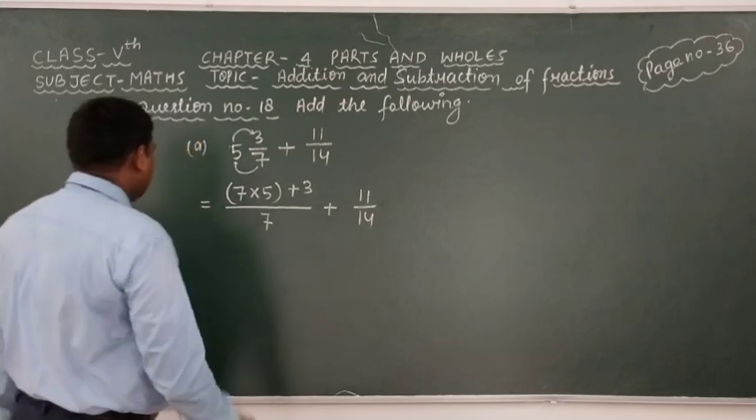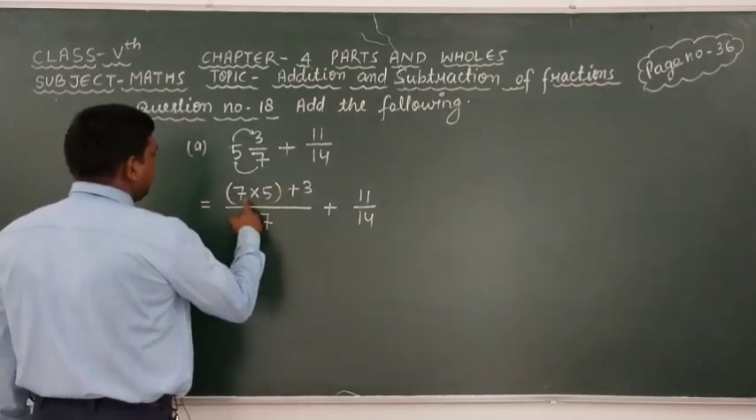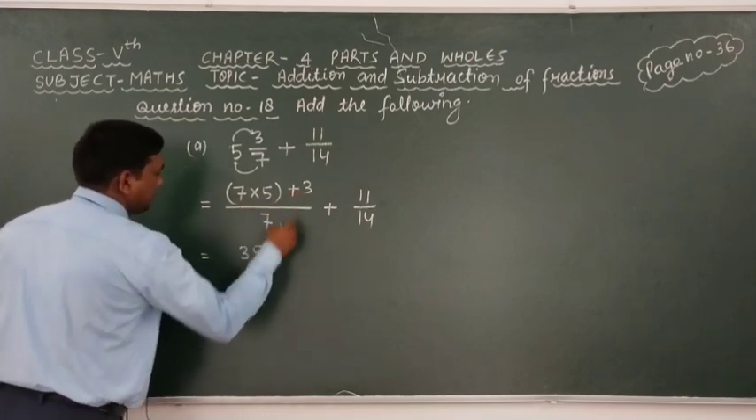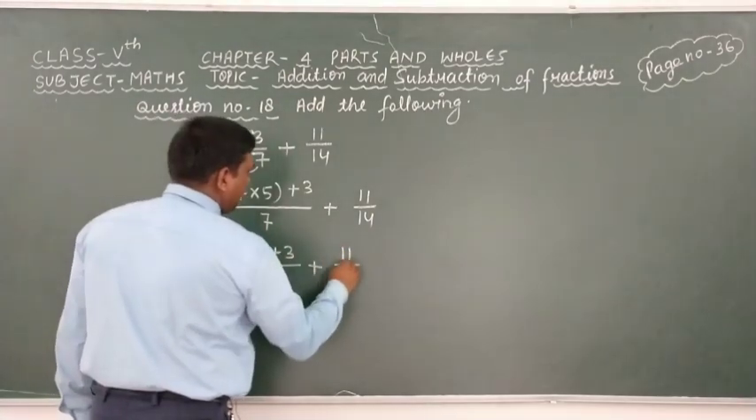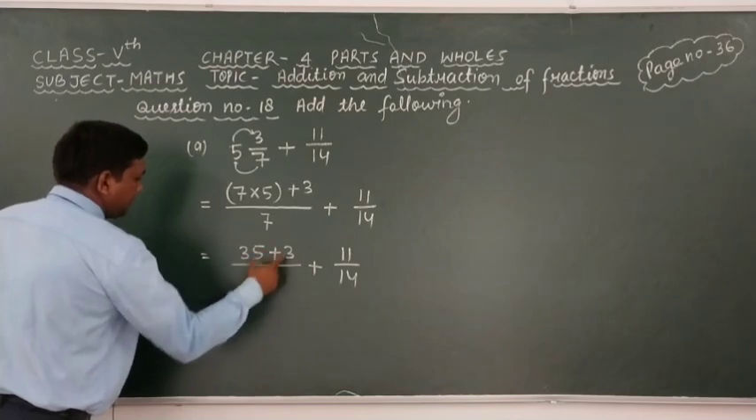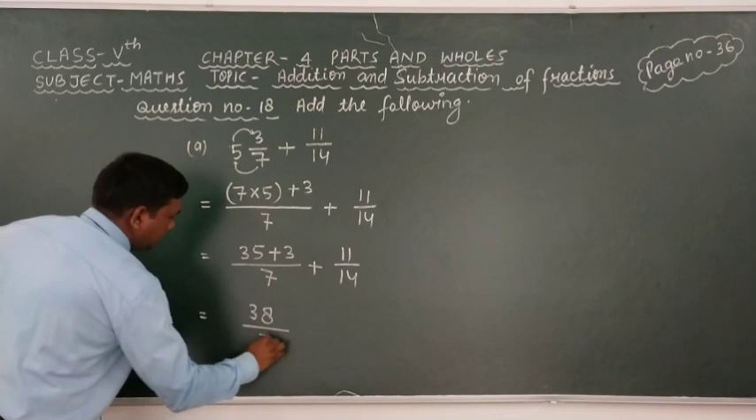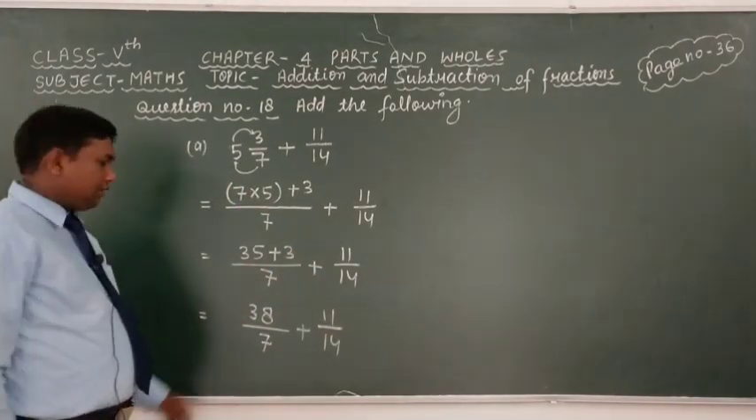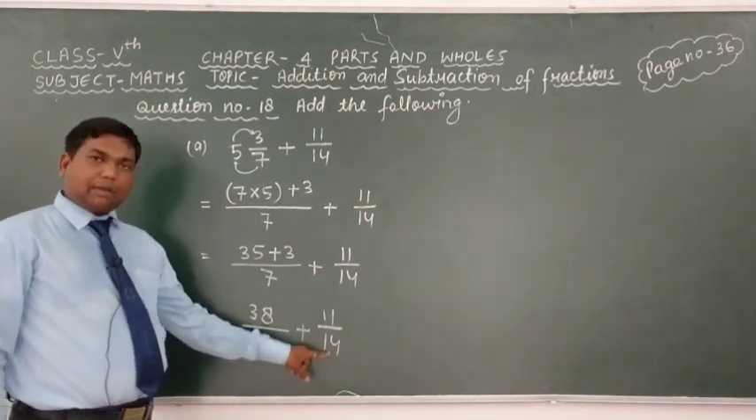Look here carefully. After solving, we get 7 fives are 35, plus 3, over 7, plus 11 over 14. After adding these we get 35 plus 3 is 38 over 7 plus 11 over 14. This is an improper fraction and this is a proper fraction.